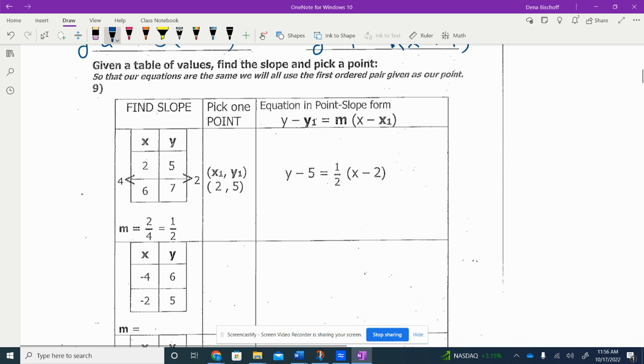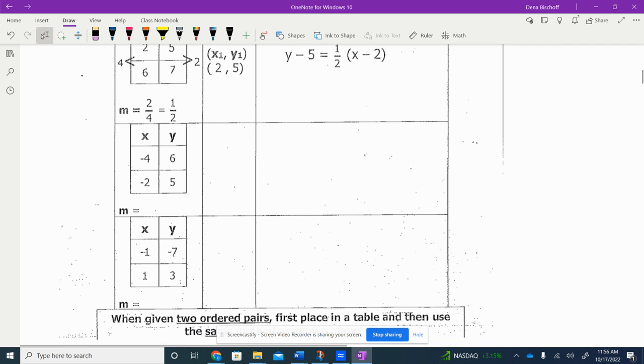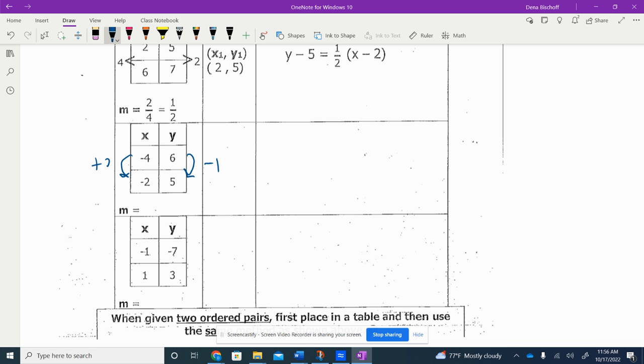All right. So in example number 9, you didn't get the slope. You had to figure out the slope. So let's jump to this example in the middle. What is happening here to go from 6 to 5? -1. And to go from -4 to -2, it's 2. So my slope is -1/2. Give me one of the equations, Daniel, because you have 2 ordered pairs there that you could use.